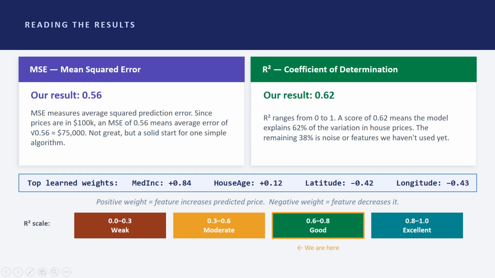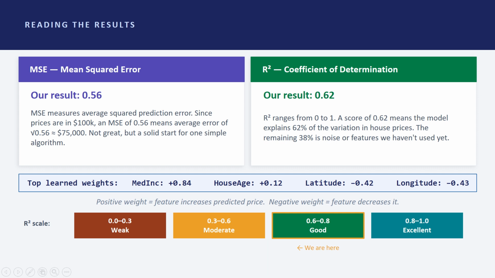Now reading the results. Two numbers, let's read them properly. Mean squared error of 0.56. Our target variable is in units of $100,000. So to convert mean squared error to dollars, we take the square root. The square root of 0.56 is about 0.75, which means an average prediction error of about $75,000. On California house prices that range from 15,000 to 500,000, that's not perfect, but this is a linear model with zero tuning on its first run.